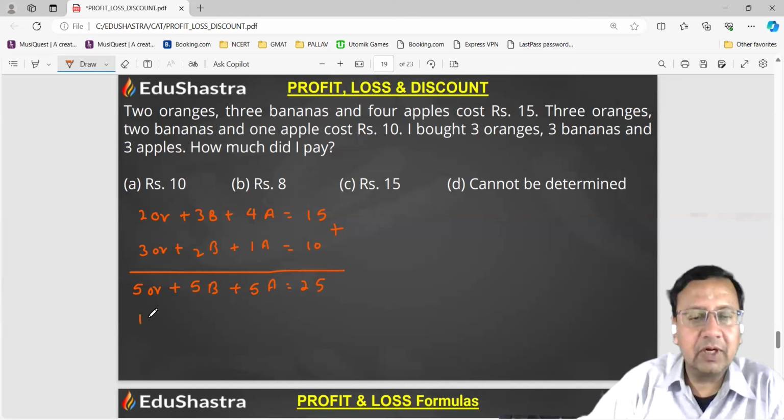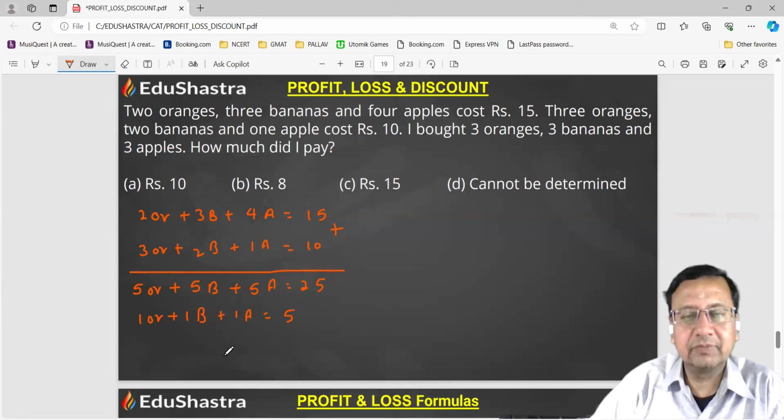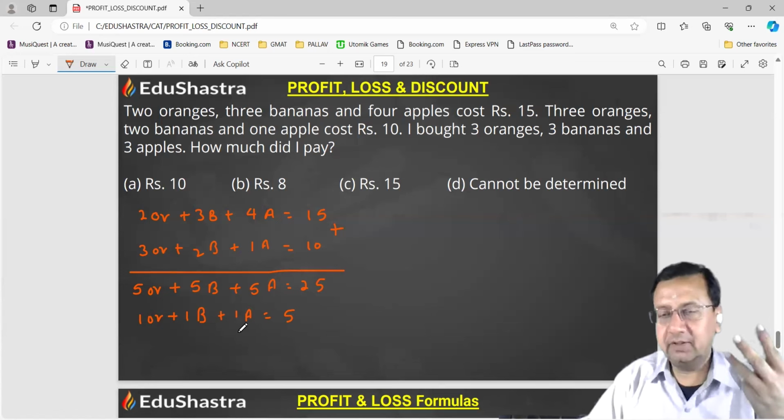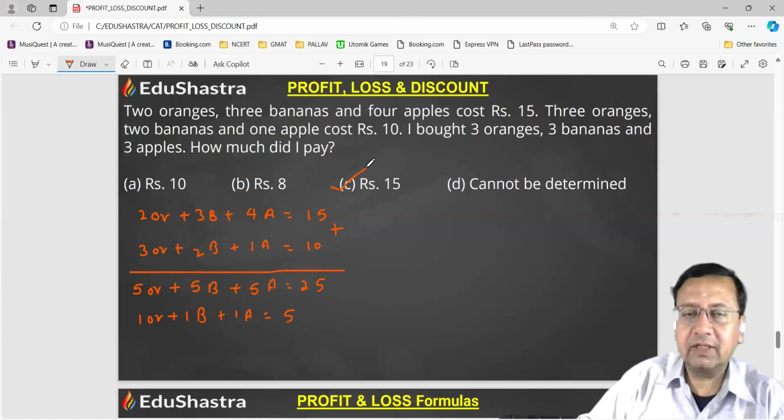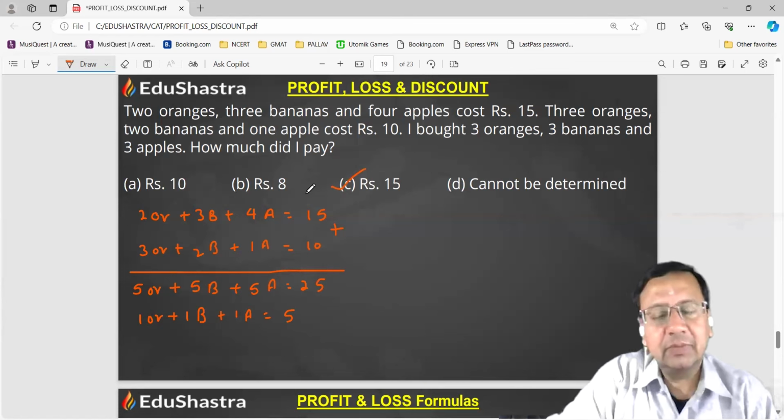So this is one orange plus one banana plus one apple is equal to how much? Five. And now you want what? Three oranges, three bananas, three apples. So make this three times, and your definite answer is the third option, C, rupees 15, right?